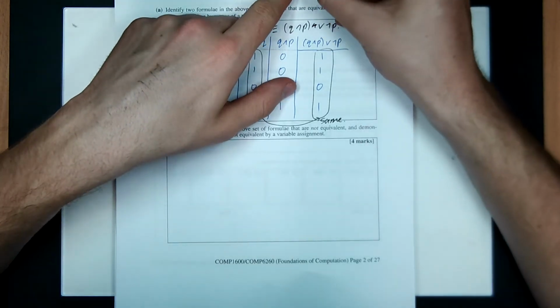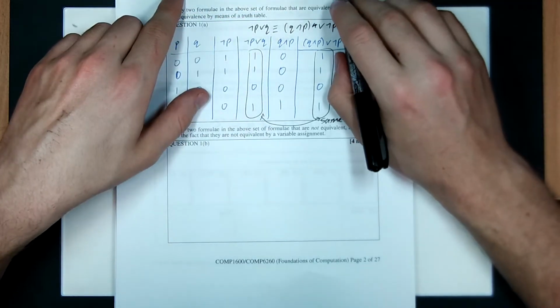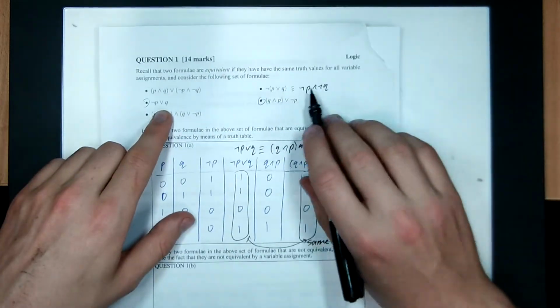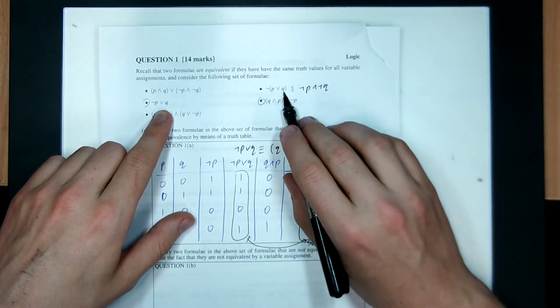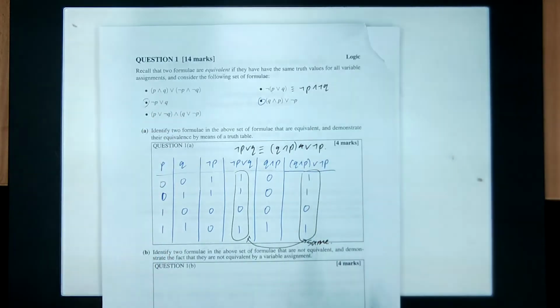Next question. Identify 2 formulae in the above set of formulae that are not equivalent and demonstrate the fact that they're not the same by some variable assignment. Okay, so we've got to pick 2 things that aren't the same. Well, if I do De Morgan's on this term, I get not P and not Q. It's pretty clear these 2 things are going to be different. Whoopsies, you can't even see what I'm doing. There we go. So not P or Q is this via De Morgan's, and this and that look pretty different. So I'm going to guess those 2.